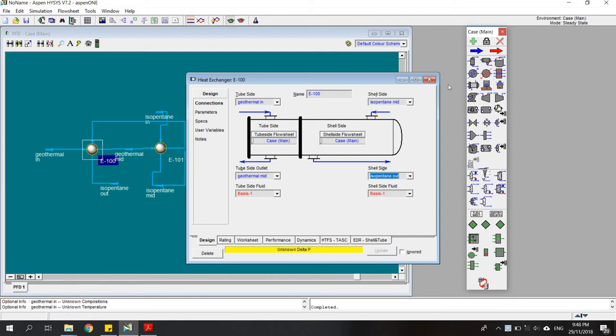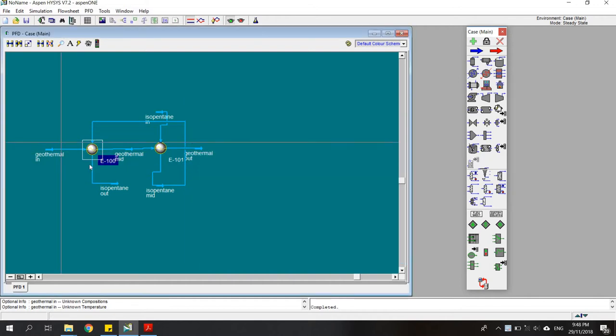Okay, cool. Now we have to define any stream that we already know the condition of. So for example, the geothermal in.